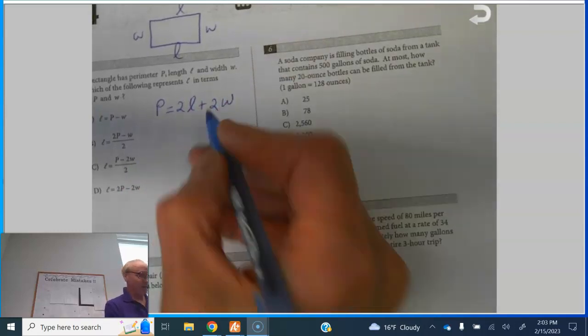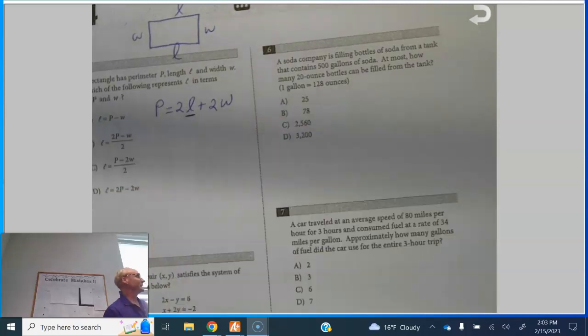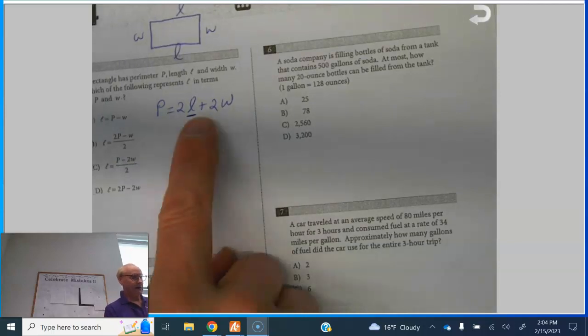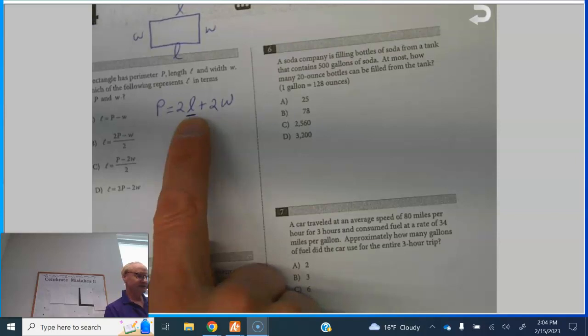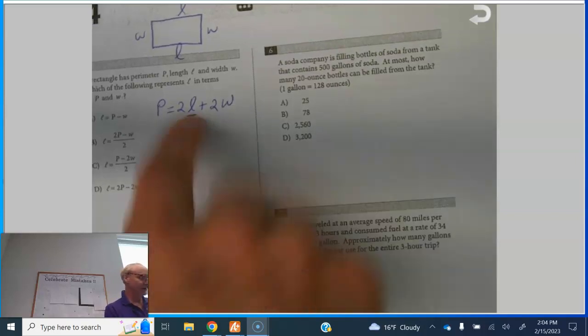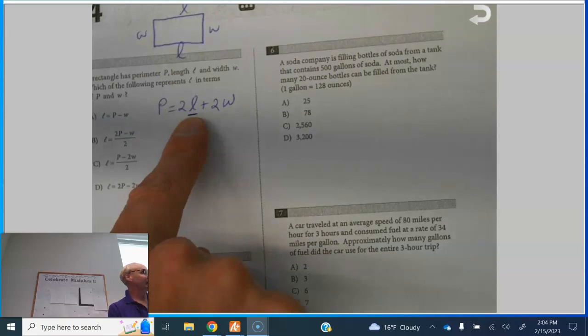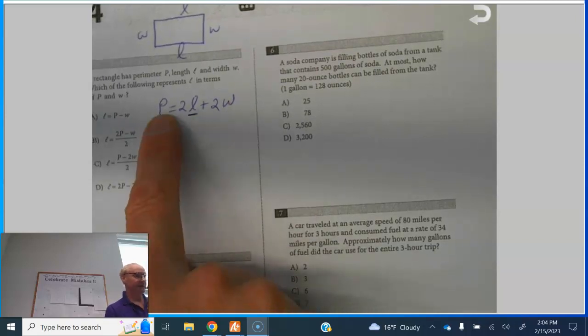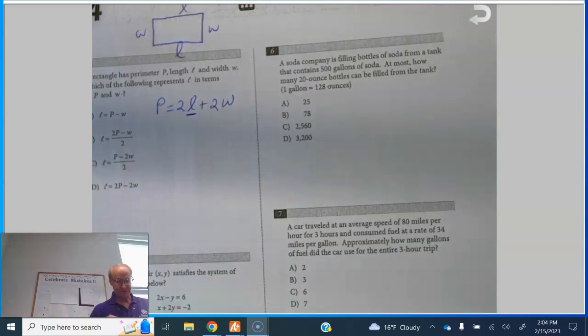Now, I want to get L by itself. This is sometimes called solving for a variable. Sometimes they call these literal equations. And I'm just going to solve for L. I'm going to solve for L in terms of W and P. And my first step, Brandon's not here. How about, oh, Xavier's in a different class now. How about Dylan? What's my first step?